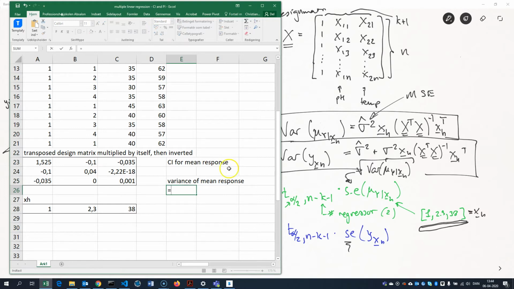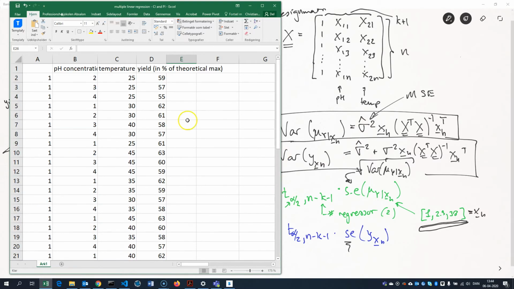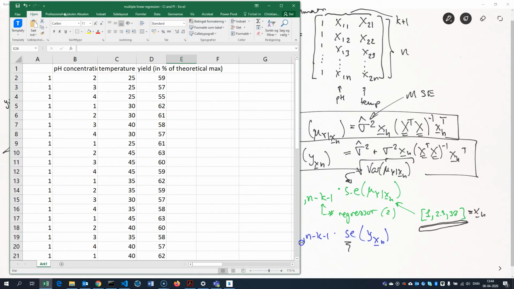And that's going to be equal to this variance estimate, which I don't have. So before I write the formula, maybe I should find it. The way I find it is to do a multiple linear regression on these data here. We've done that a few times, so I won't drag you through it. I'll just do it in a hurry.